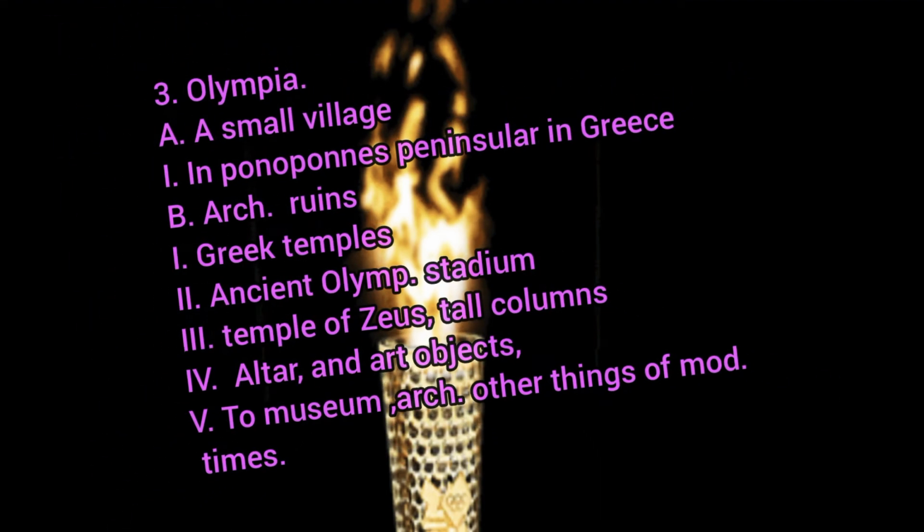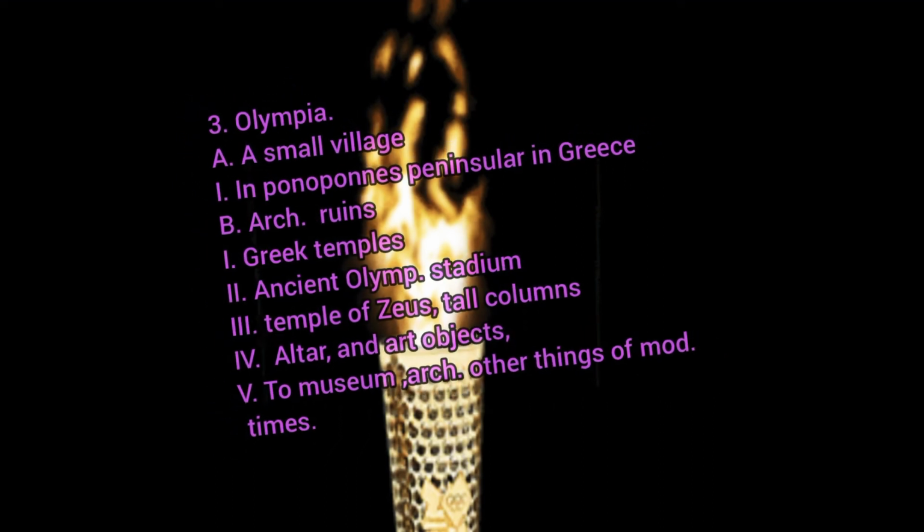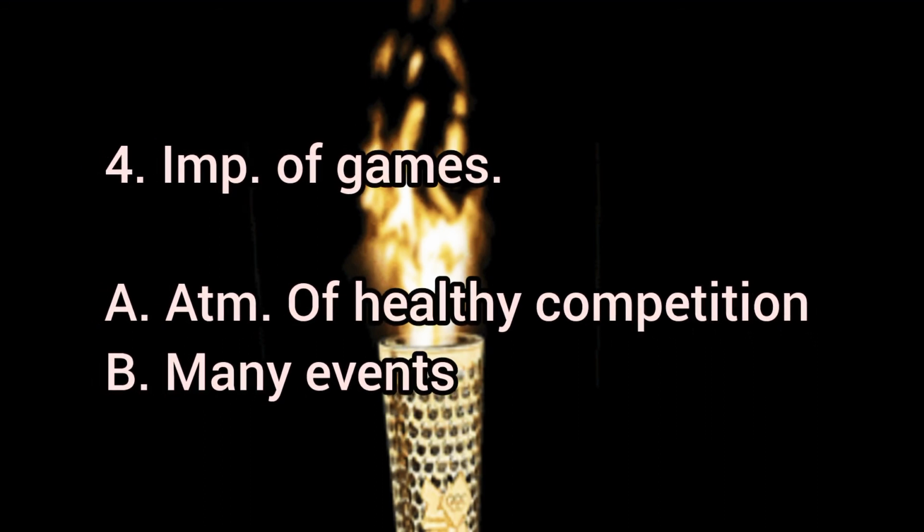Olympia, number 3, meaning a small village. Okay, Peloponnese Peninsula in Greece. B, archaeological ruins. Subheadings under it you will see like Greek temples, ancient Olympic stadium, temples of Zeus, tall columns, altars, and other objects. Next is 2 museum, 1 of arch, importance, other things of modern times. Next main heading will be importance of games, atmosphere of friendly and healthy competition, many events.